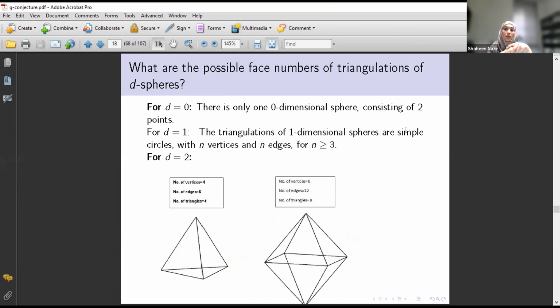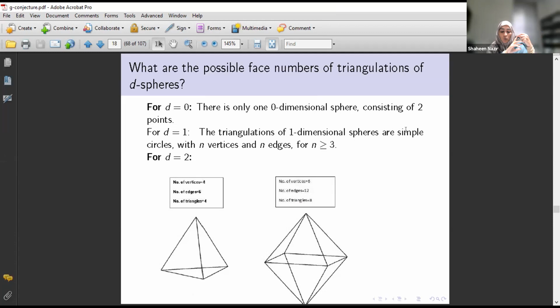Here you can use Euler's formula, which says that the number of vertices minus the number of edges plus the number of triangles must be equal to two, because d is equal to two in our case. So if we start with n vertices, what can we say about the number of edges and the number of triangles? Euler's formula gives us that the number of vertices minus the number of edges plus the number of triangles is equal to two.